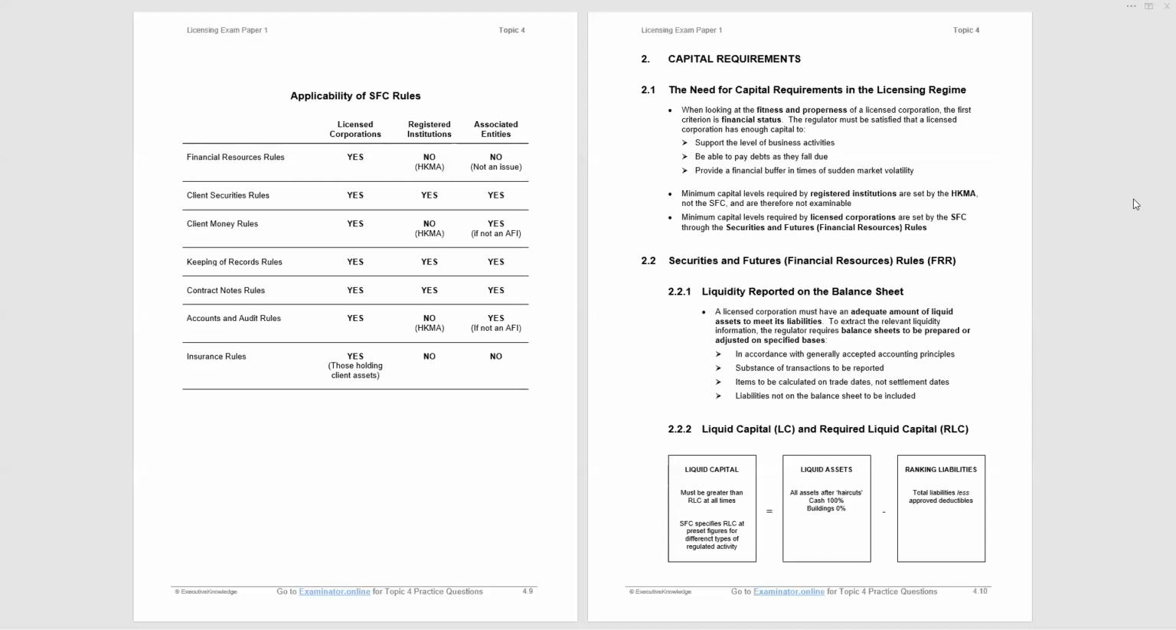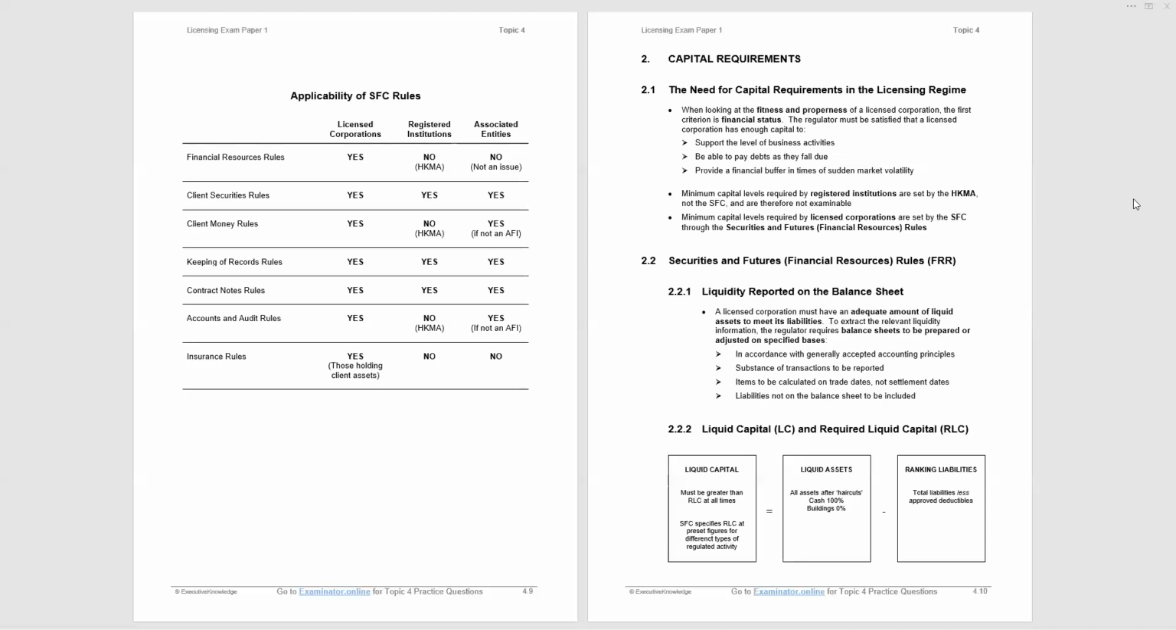The financial resource rules themselves, well, the liquidity of a corporation will be reported on the balance sheet. The bullet point there says that the licensed corporation must have adequate amount of liquid assets to meet its liabilities. And because the SFC considers the balance sheet, they expect the balance sheet to be made up following specific accounting bases. And there are the 4 listed. Are they examined? Never used to be, but just recently we haven't seen a question popping up examining those 4 points, so be aware of them.